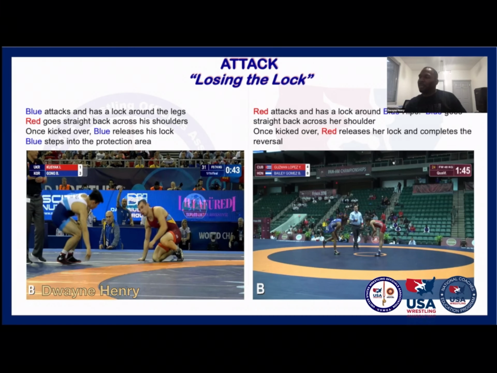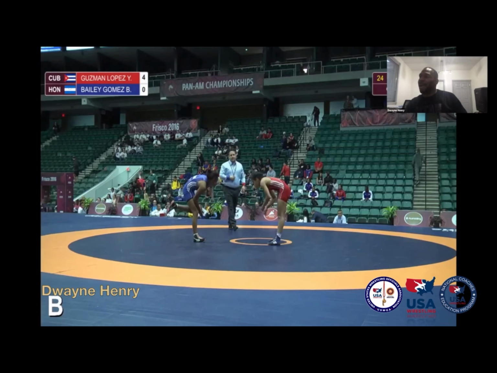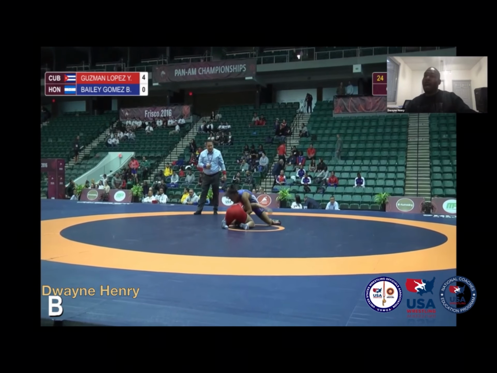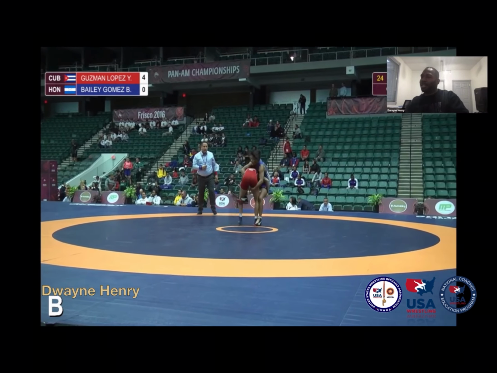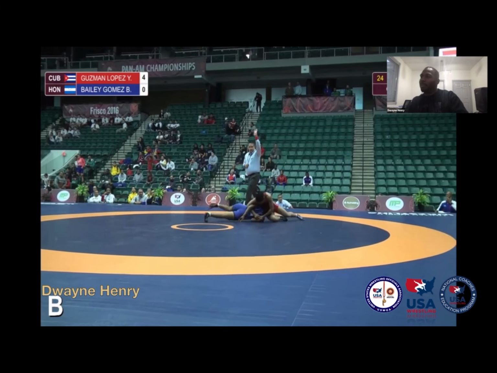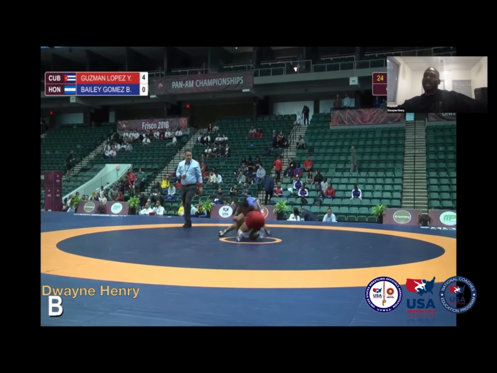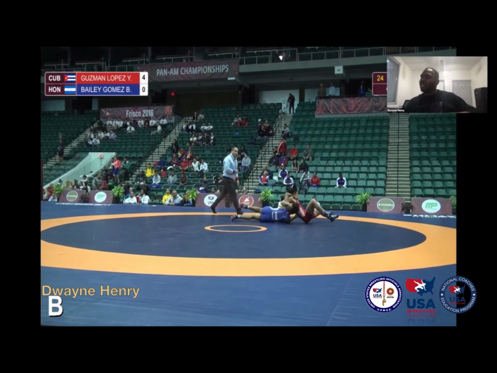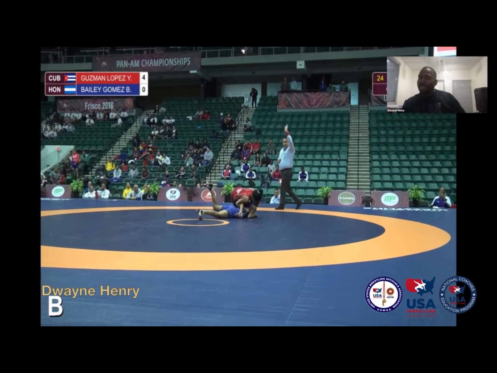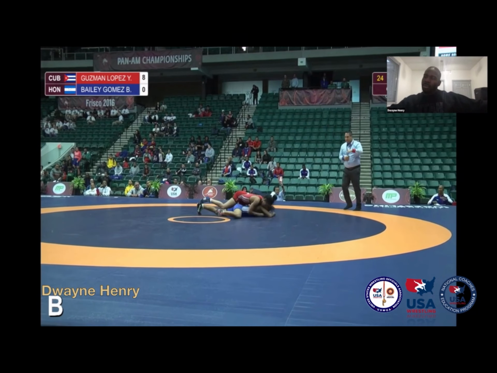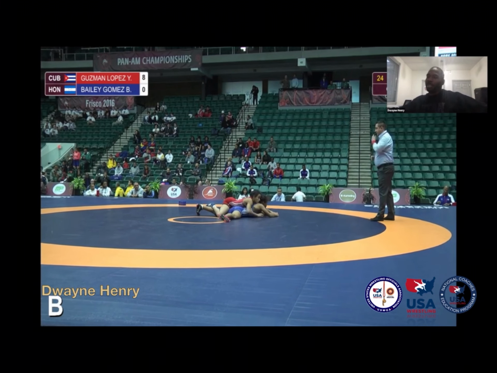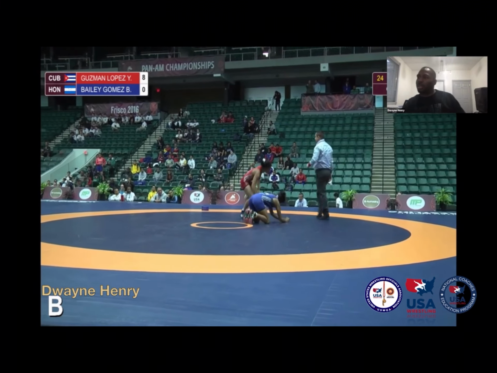This one's similar, right? But this one's still inbounds. She hits that double leg. Blue ends up stopping her a little bit, right? Getting a chest wrap, flipping her through, but red ends up completely letting go of her locked hold before she comes back around. And the video doesn't necessarily determine if she comes back around all the way or not, but she completely lets go of that lock or that hold. And so that's a situation where it would be the counterattack score.